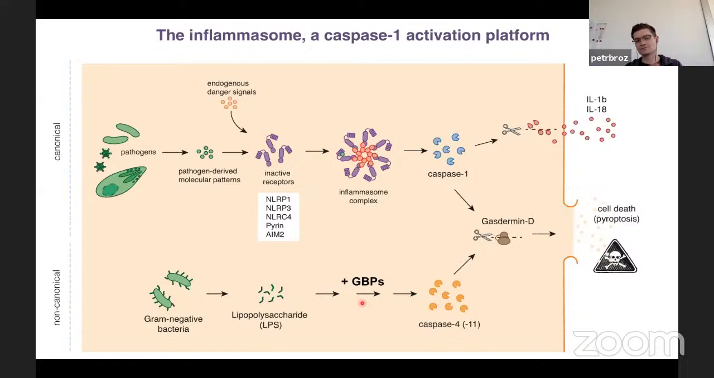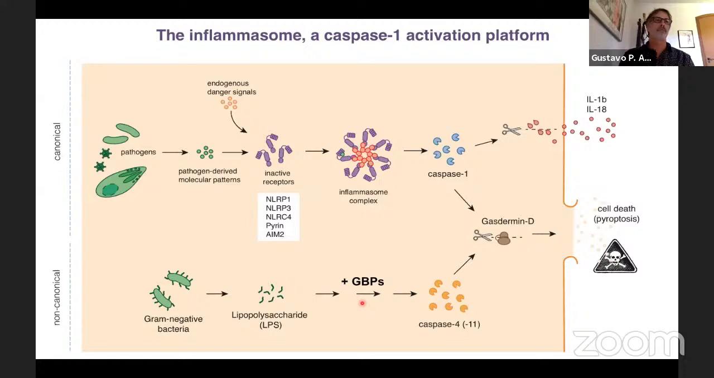Peter? Yeah. It just came to my mind, what about when people tried in vitro just giving LPS itself? There's no bacteria. How does it work? It's also in our hands and in other people's hands GBP dependent. So in vitro, you mean transfecting LPS, for example, into a cell? Yes. So if you transfect LPS, it's still GBP dependent.